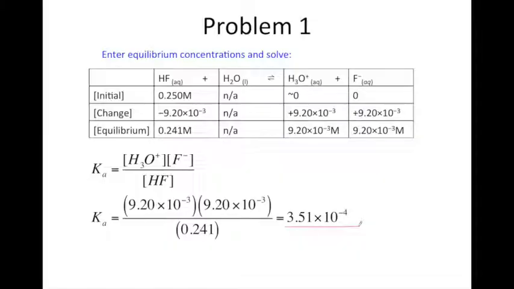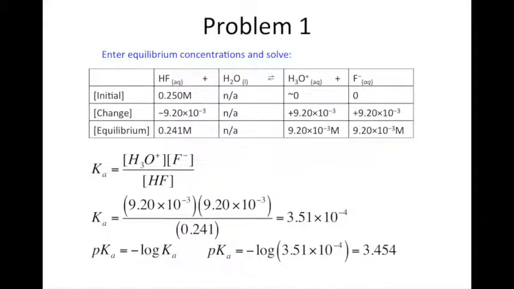Now our question also asked us to calculate pKa, so we just have to take the negative log of our Ka value, and we should get 3.454. Again, to 3 sig figs, the 3 is an exact number, so our pKa is 3.454.